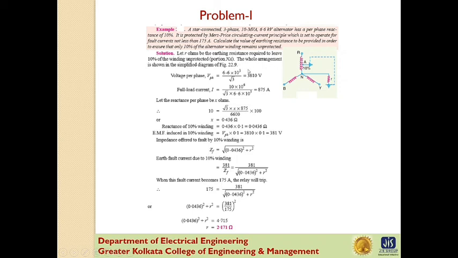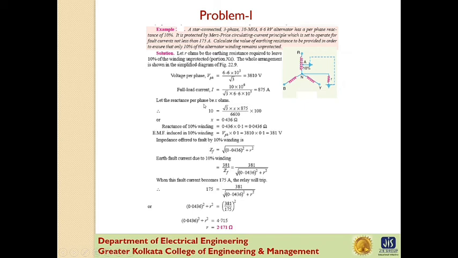The whole arrangement is shown by this figure. The voltage per phase is equal to line voltage by root 3, and as the line voltage is given in kV, we convert into volt, so we multiply it by 10 cube, and the voltage per phase is 3810 volt. Next, full load current I is equal to power by root 3 into voltage, and we convert MVA into VA and kV into V, so the full load current is 875 ampere.